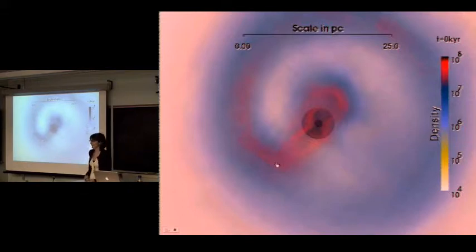So your mean density, at least for the ridges, is 10 to the 7, 10 to the 8? Sorry, what? The mean density in those ridges, the spiral arms over there. Yeah, it's like 10 to the 7 or higher. Yes.